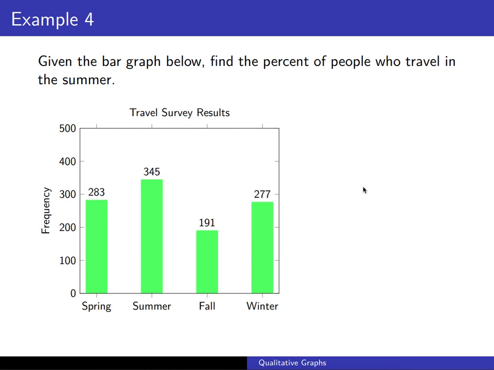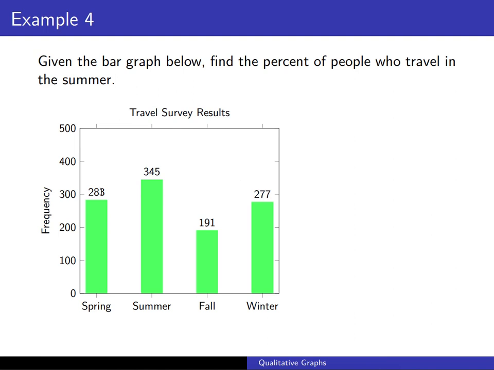All right, example 4. Given the bar graph below, find the percent of people who travel in the summer. This one is nice because it actually lists the heights of the bars above each one. So really nice when we're given that information.